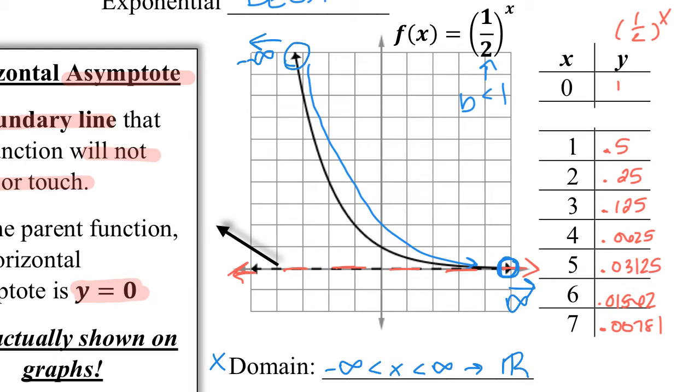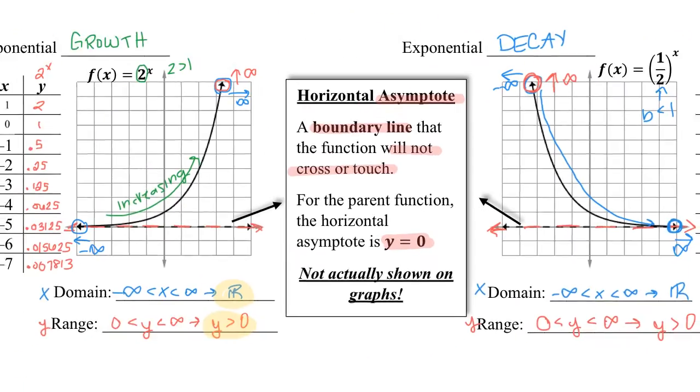Then for the range, that's your y's. Again, smallest to highest. Your lowest y is that boundary of 0, but you're never going to hit it, so we have to leave it as just a less than. Then the y. Then your highest y is this arrow up top, and again, you will go up forever. So if you turn that around, it's still y is greater than 0. So exponential growth and exponential decay have the same domain and range. Just one is increasing and one is decreasing.